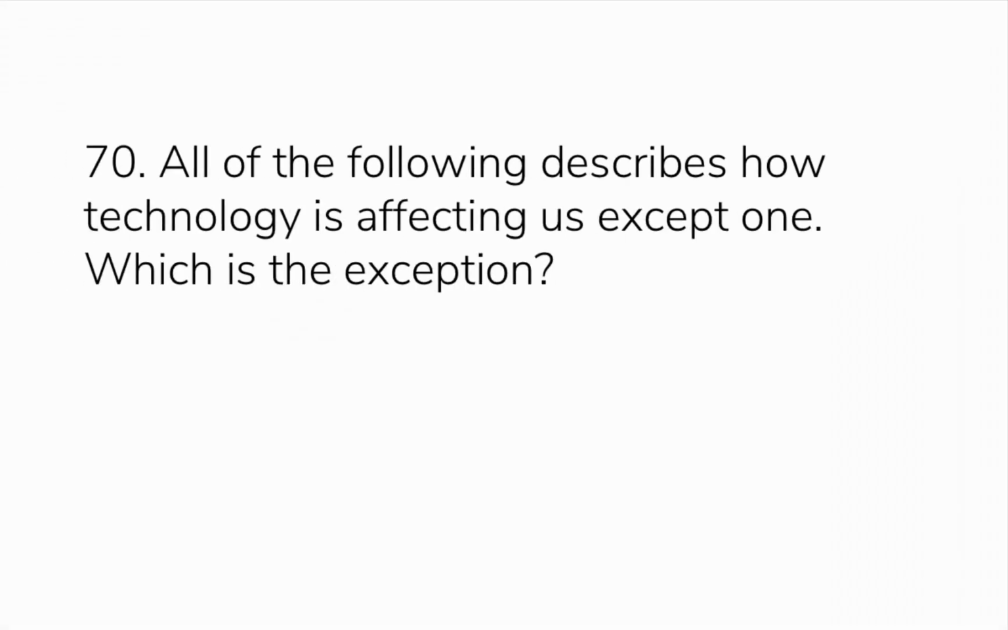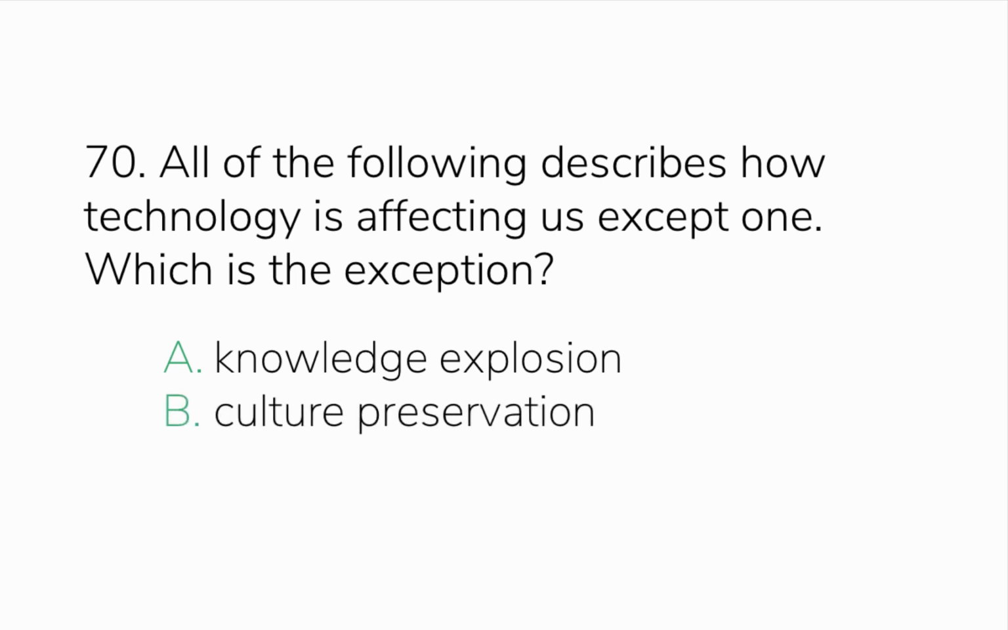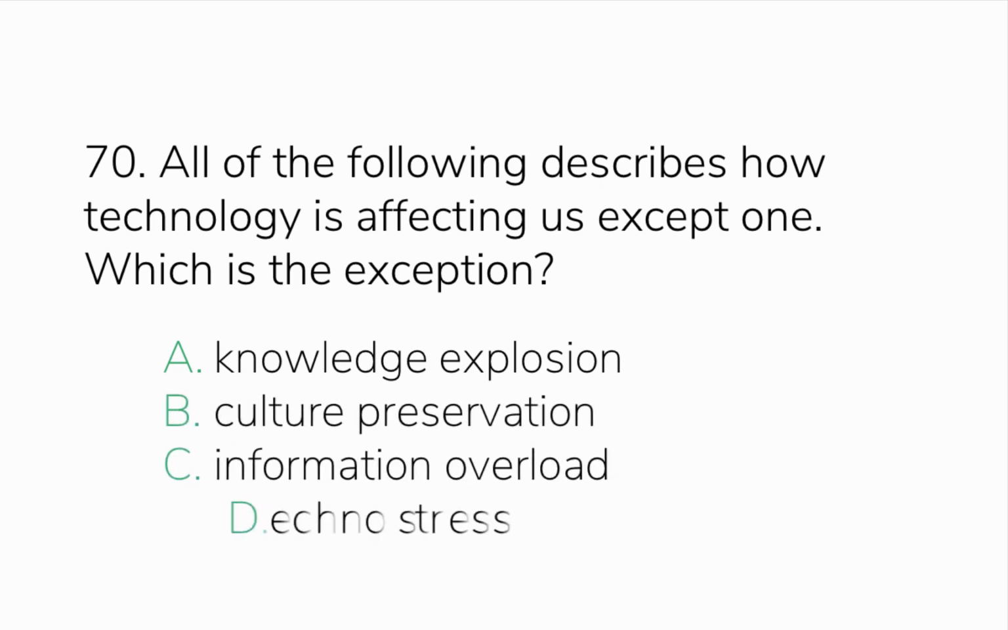All of the following describes how technology is affecting us except one, which is the exception. Knowledge explosion, cultural preservation, information overload, techno-stress. And the answer here is... very nice. It's letter B, cultural preservation. All of these, A, C, and D, affect us in our utilization of technology, except for option B. We discussed all of this in ICT, Information Communication Technology lecture, so kindly check that out. The answer here, 70, is option B.